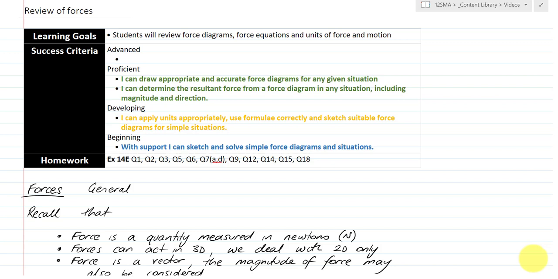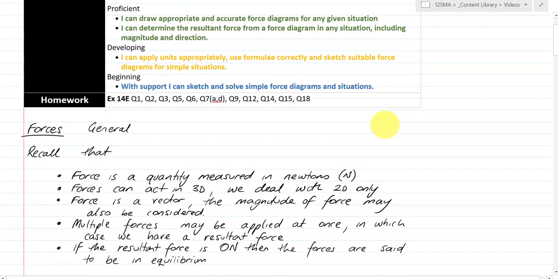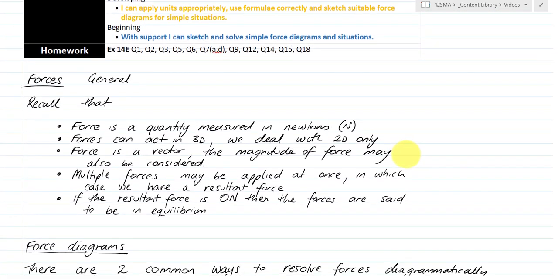In general, you'll need to recall that a force is a quantity measured in newtons, and it might be nice to recognize here that a newton is kilograms meters per second squared. Forces can act in three dimensions, but we deal with only two dimensions. A force is a vector. The magnitude of the force has to be considered as well as the direction, and that's important. Multiple forces may be applied at once, in which case we have a resultant force.